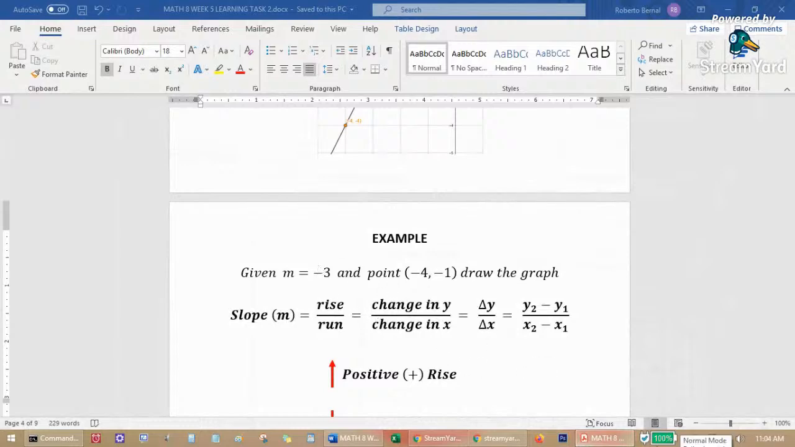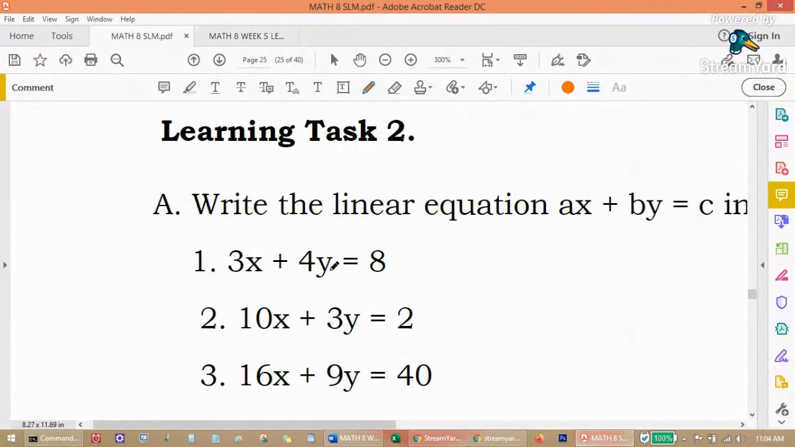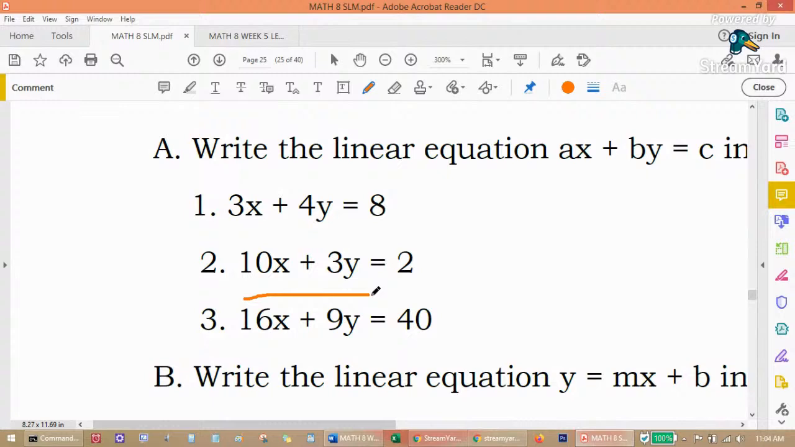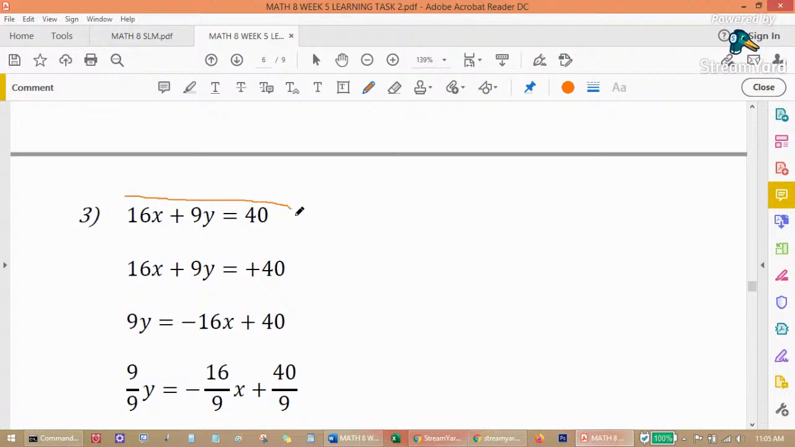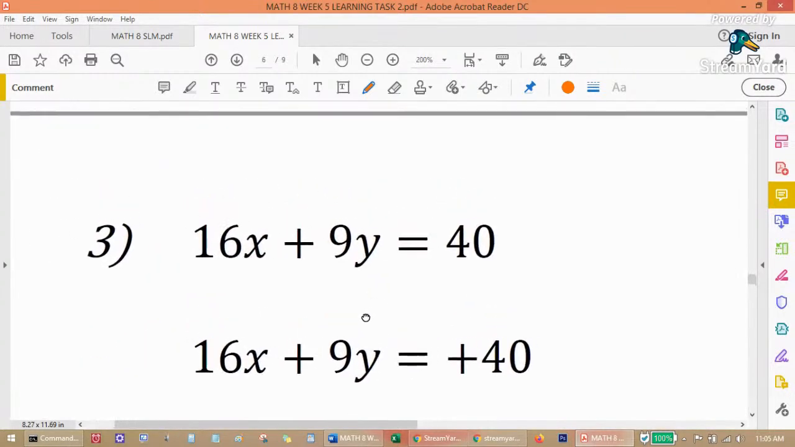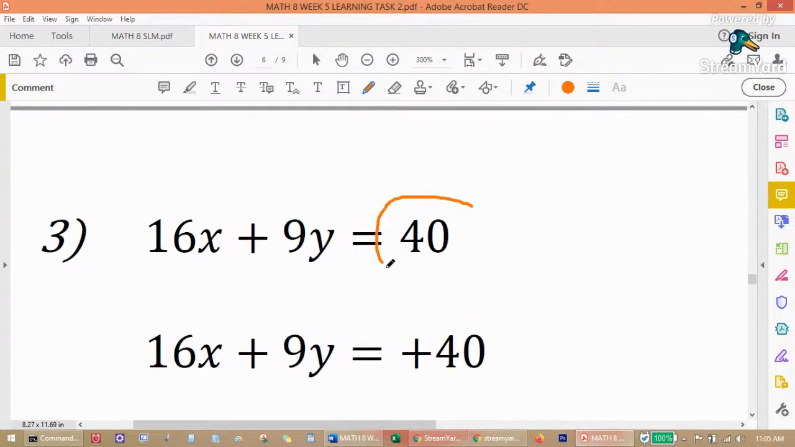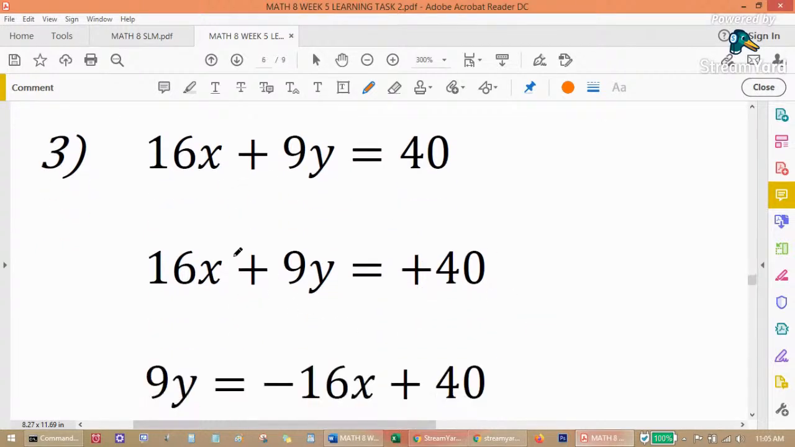Number 3. To number 3, 16x plus 9y is equal to 40. Ang una natin ginawa is nilagyan natin ng plus yung 40, kasi magkakaroon siya ng katabi mamaya, no? Plus 40. And then, kinopya ko itong 9y is equals to positive 40.